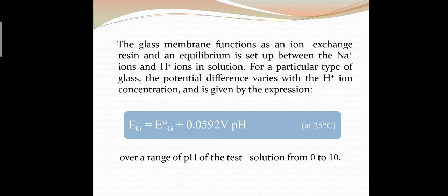For a particular type of glass, the potential difference varies with the hydrogen ion concentration and is given by the expression Eg equals E0G plus 0.0592 volt times pH at the room temperature of 25 degrees Celsius. This expression is used to determine the pH of test solutions in the range of 0 to 10. The pH range is fixed, that is 0 to 10.